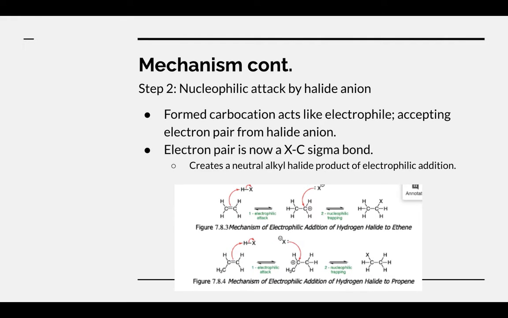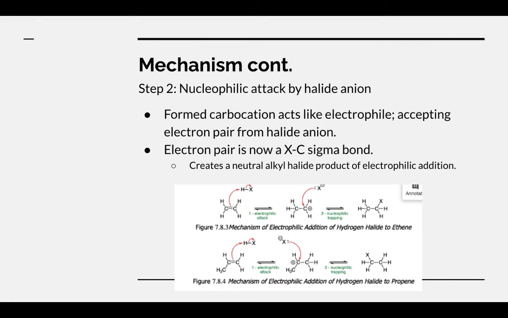So the mechanism continued. Step 2 is going to be the nucleophilic attack by halide anion. What happens is the formed carbocation can now act as an electrophile, and it is able to accept an electron pair from the nucleophilic halide anion. The electron pair becomes a sigma bond to create the neutral alkyl halide product of an electrophilic addition.